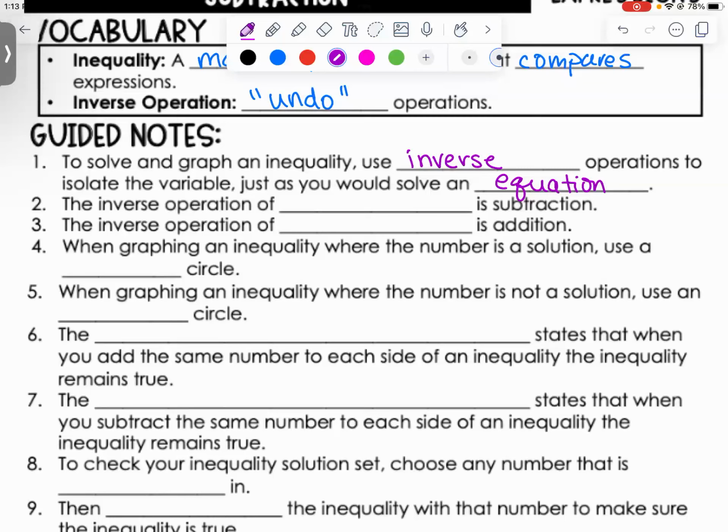Okay. So if we have subtraction, Kaden, what's the inverse of subtraction? Addition. If we want to undo addition, we use subtraction. Or if we want to undo subtraction, we're going to use addition to both sides.